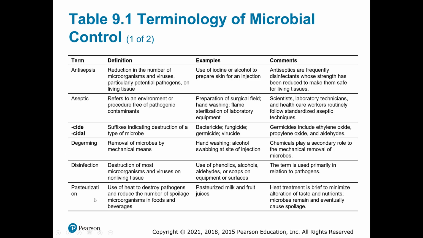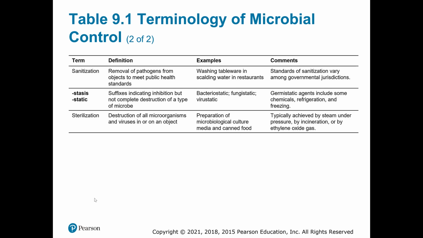Pasteurization is kind of a way to disinfect beverages and other types of food. It's specific for food. We'll talk about that in more detail in a minute. And then sanitation, again, it could refer to disinfection. It could refer to sterilization, which is destruction of all microorganisms on an object. But sanitation is a specific term you use when you're talking about public health standards. So like in a restaurant, at a school, things like that.